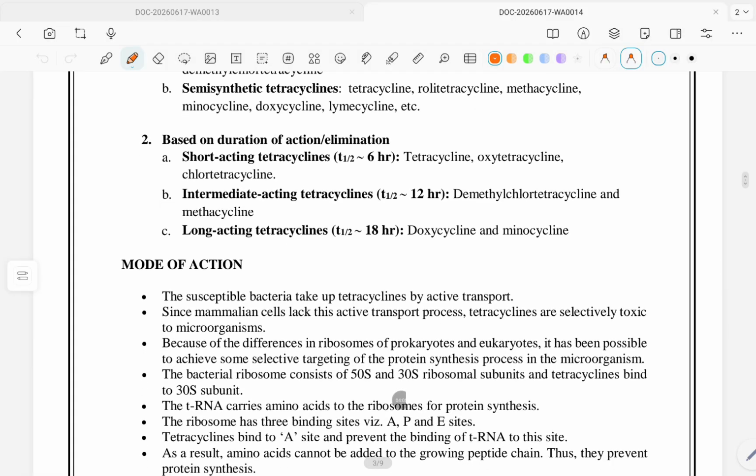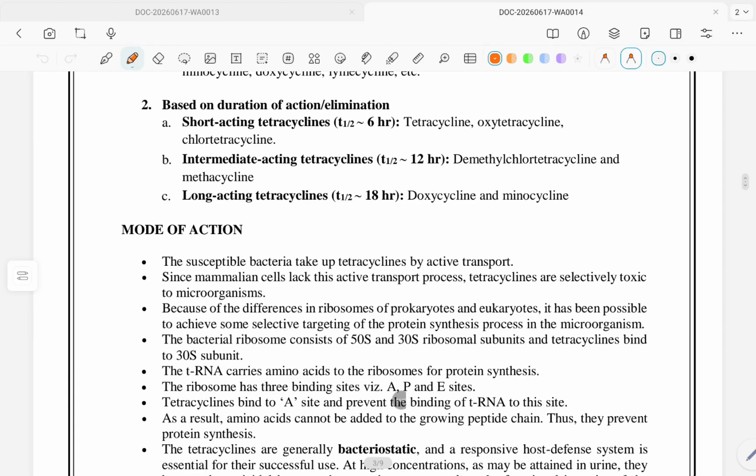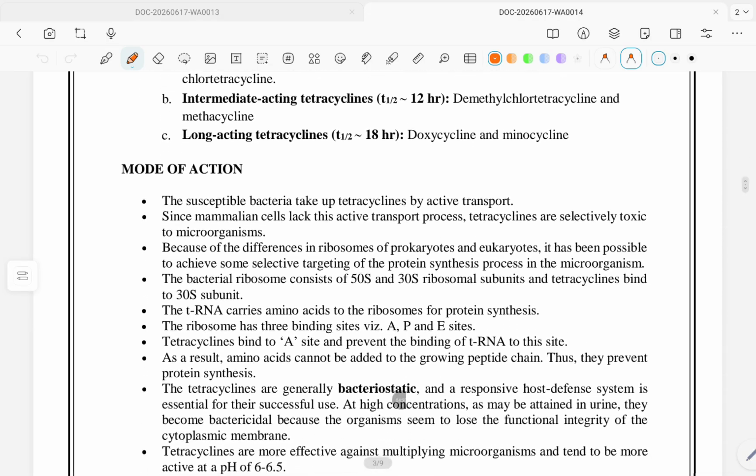Based on duration of action or elimination. Short-acting tetracyclines, half-life 6 hours: tetracycline, oxytetracycline, chlortetracycline. Intermediate-acting tetracyclines, half-life 12 hours: demeclocycline and methacycline. Long-acting tetracyclines, half-life 18 hours: doxycycline and minocycline.